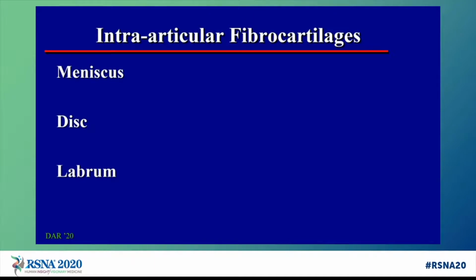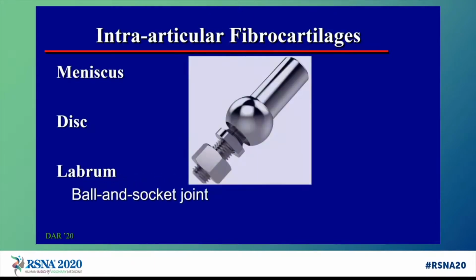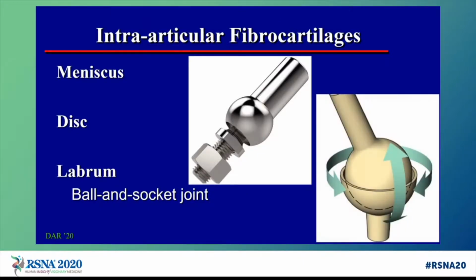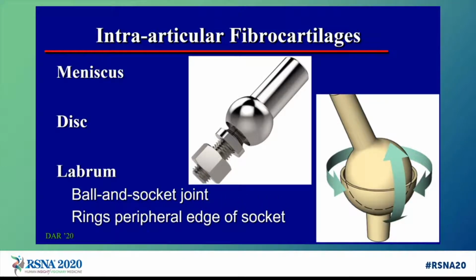You've already heard about the meniscus and the disc. The labrum is a fibrocartilage associated with ball and socket joints. You probably recall that these allow tilting and rotation, but not translation. The labrum is a fibrocartilage that rings around the peripheral edge of the socket part of the joint.